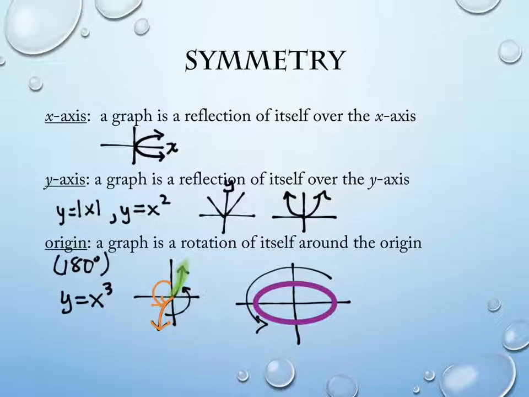So on your homework today, you're going to have a variety of questions that are going to ask you to determine, does it have x-axis, y-axis, origin, all 3, or none? And you're just going to mark down which ones of those it has, or if it has none, you're going to mark it doesn't have any.